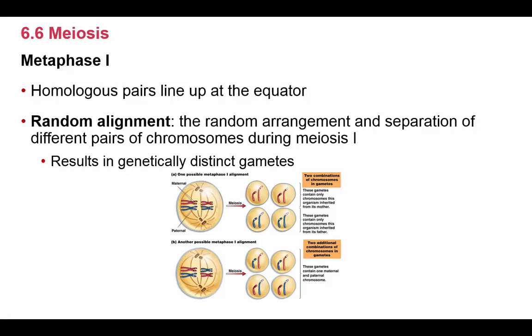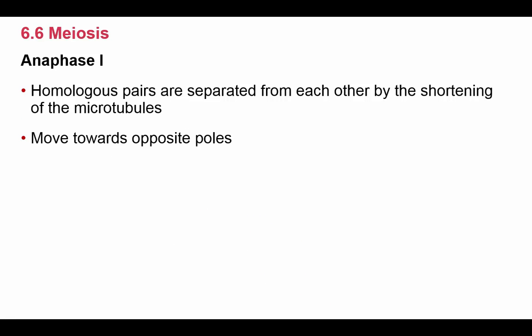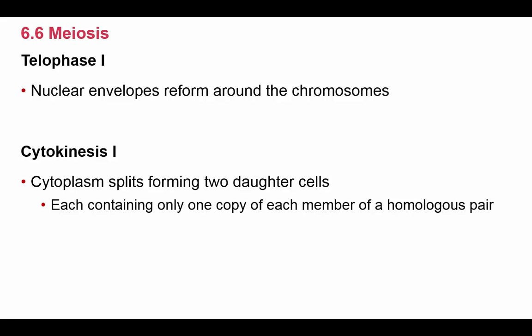Now, once the pairs have lined up in the middle, the cell then goes through anaphase 1. Again, anaphase, typically we have a splitting, a separating, and a moving. So again, same thing here, except it's the homologous pairs that separate and move towards opposite poles. And then telophase 1, the new nucleus reforms around those chromosomes. So at the end of telophase 1, we have one cell that has two nuclei, and then cytokinesis occurs to split the cell in half.